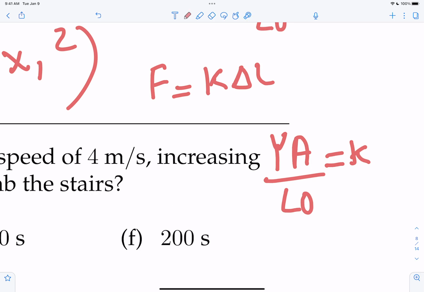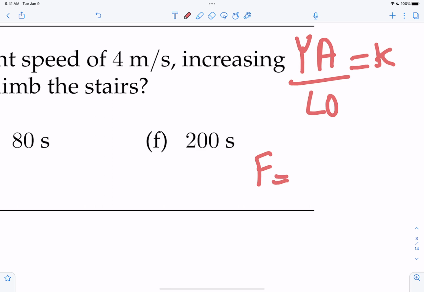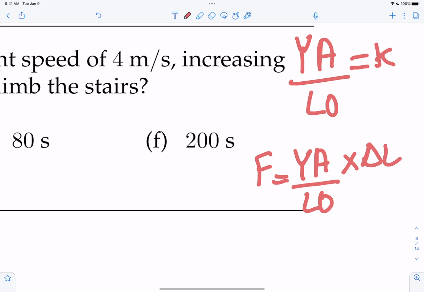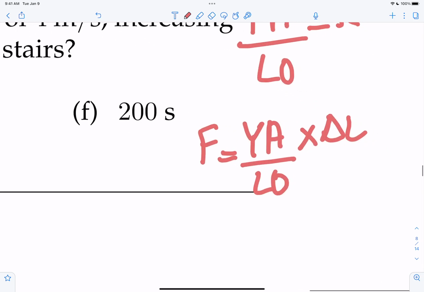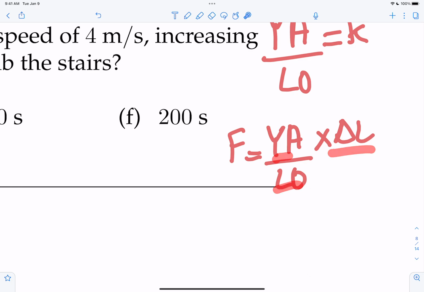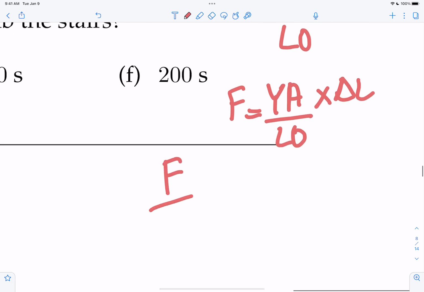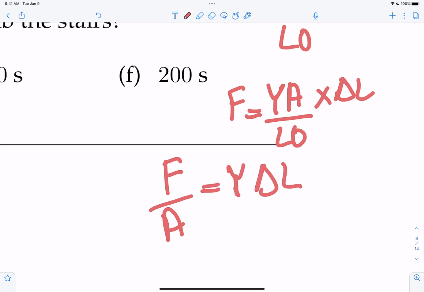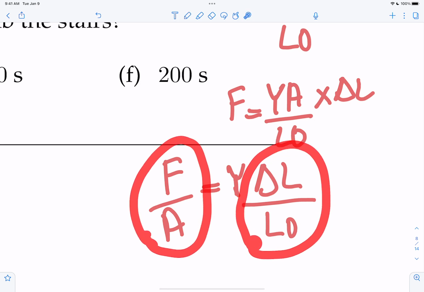Now, if we substitute that back in, we can see that force is equal to Young's modulus times the area over the original length times delta L, right? Now, if we divide over the area, we have force over area. That leaves us with Young's modulus times the change in the length of the rod, the compression, divided by the original length of the rod. This is our stress. This is our strain, right?